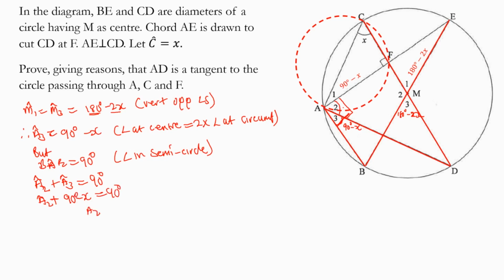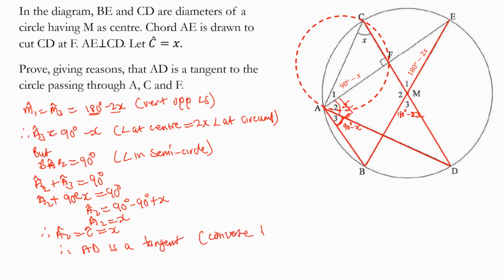So angle A2 is equal to 90 degrees minus 90 degrees plus x. So angle A2 is equal to x. Therefore, angle A2 is equal to angle C is equal to x. Therefore, the line AD is a tangent, by the converse of the tan chord theorem. That's another method that we could have done there.